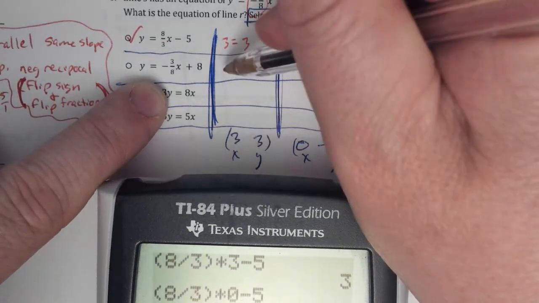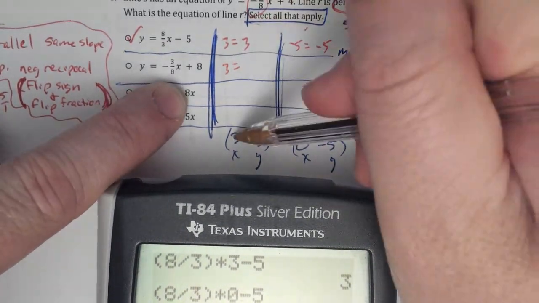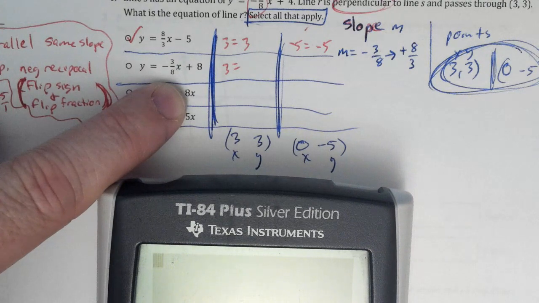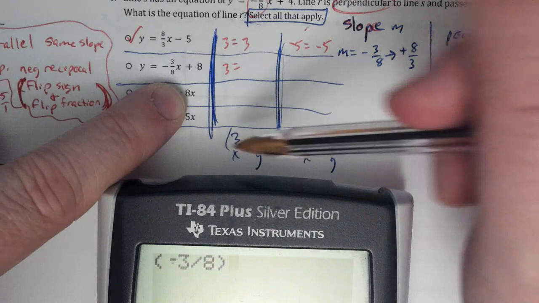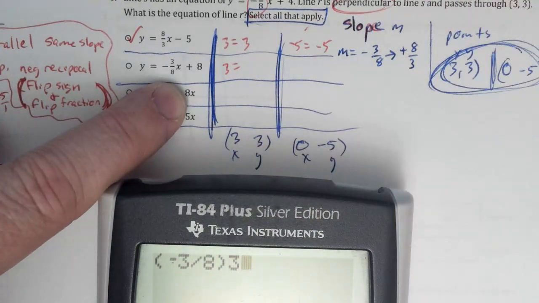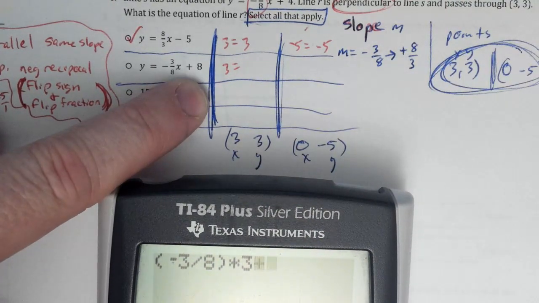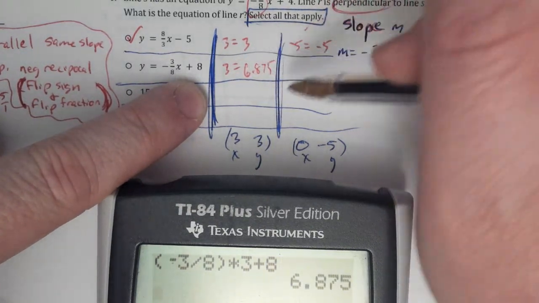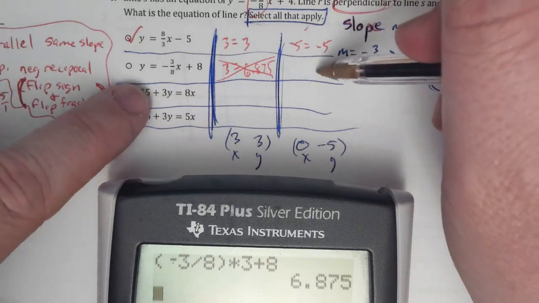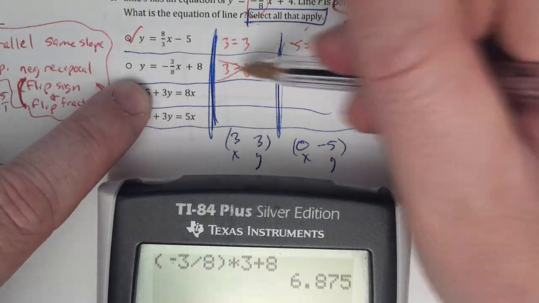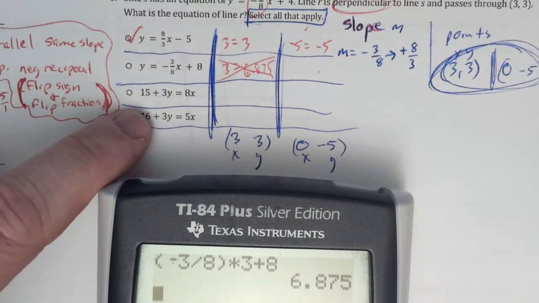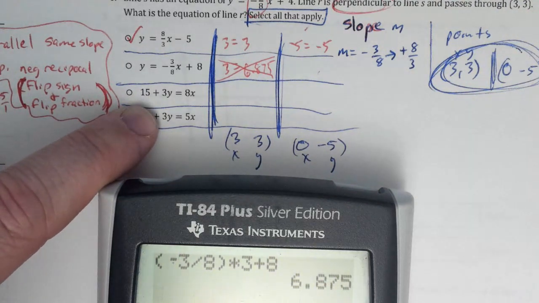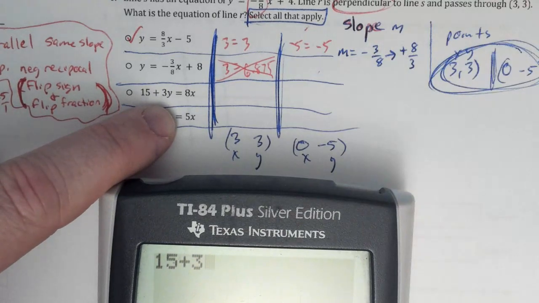Let's try this other one. If I plug in 3 in for y, does that equal, and I'm plugging 3 in for x, negative 3 divided by 8 times this 3 plus this 8? Does that work? 6.875. No, it does not. And I'm not even going to bother finding the other one, because if one doesn't work, then I'm not happy with this. Let's keep going. All right, so this one, 15 plus 3 times my y is 3.